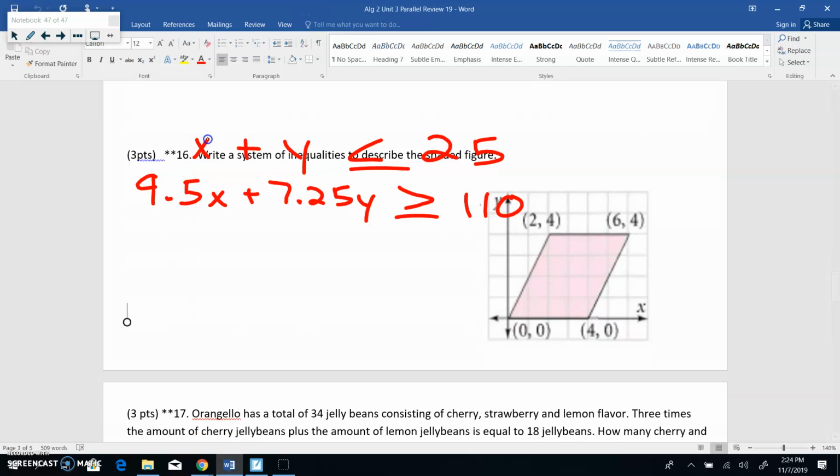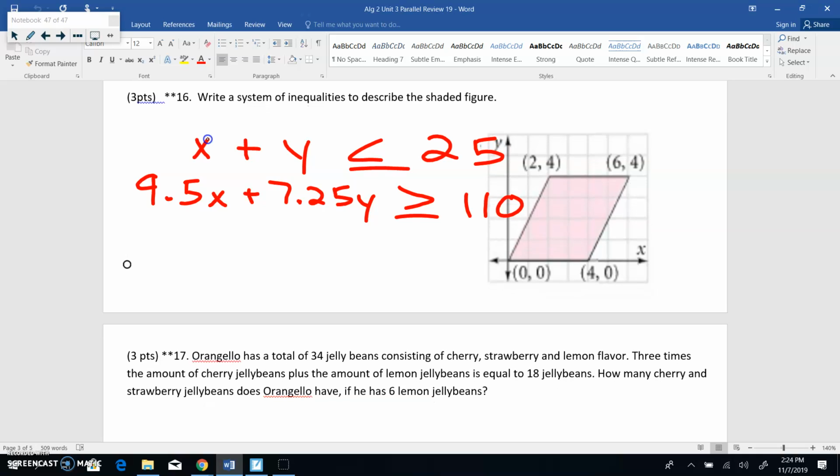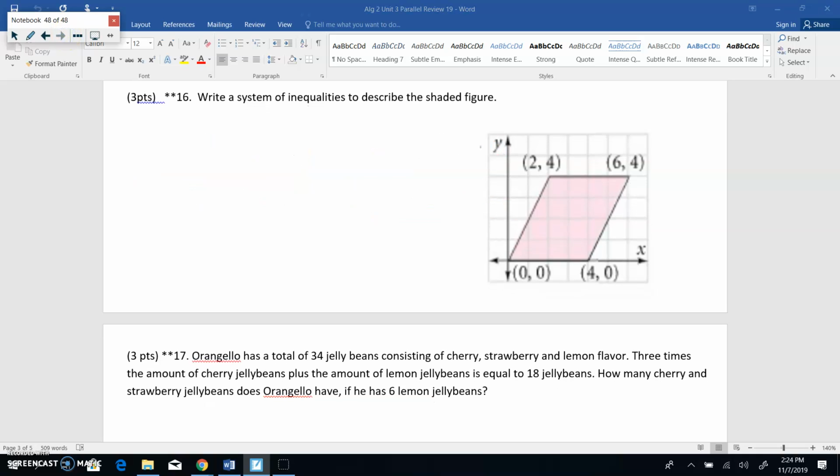Number 16 is probably one of the hardest questions on here, but you might notice something special about it when you get your test, so keep an eye on that. For number 16, there are 4 lines that you have to come up with here. 2 of them are very easy. 2 of them are straight across. So that's nice and simple.